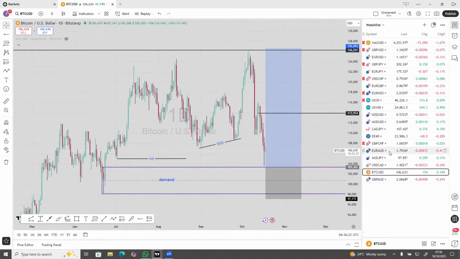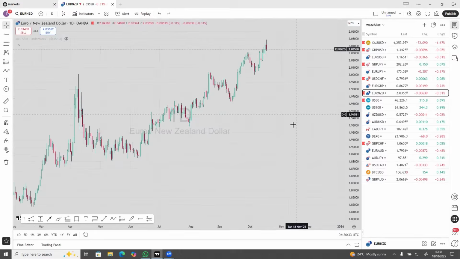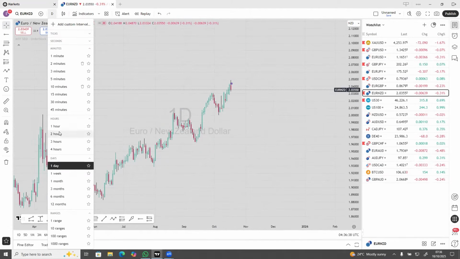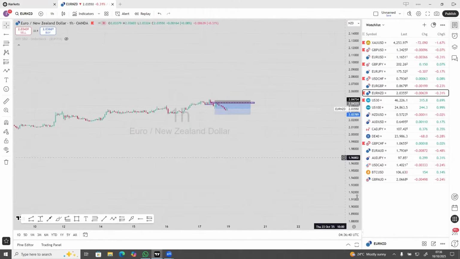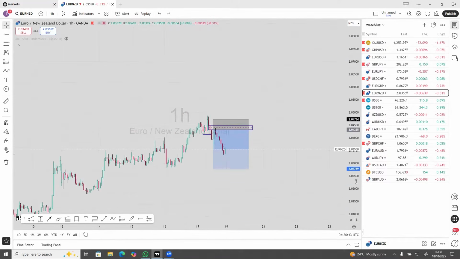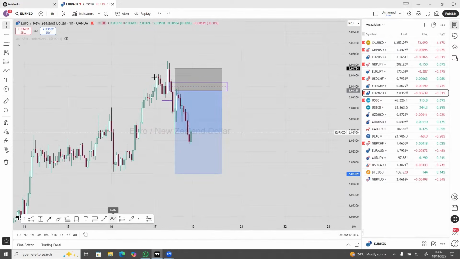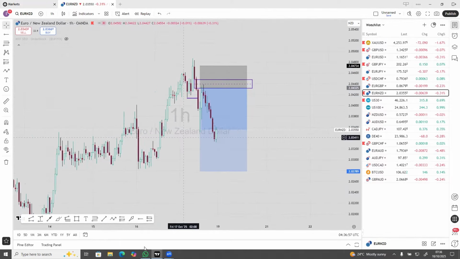Let's see another pair. Okay, all right. Euro NZD. Last week on Friday, we took that position. As you see, we have a market shift right here on the retest of the FVG and then a downtrend. It was a very simple entry to trade.